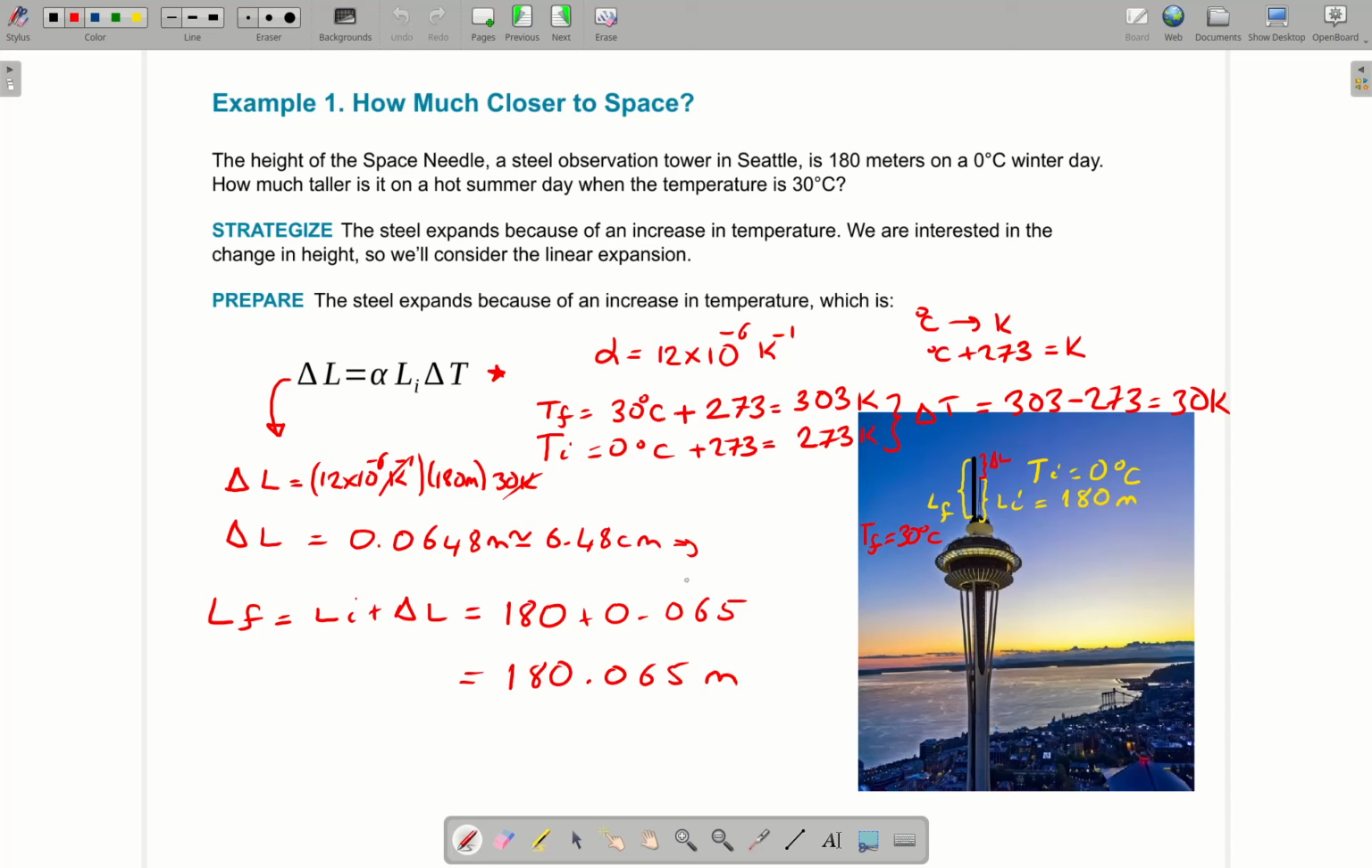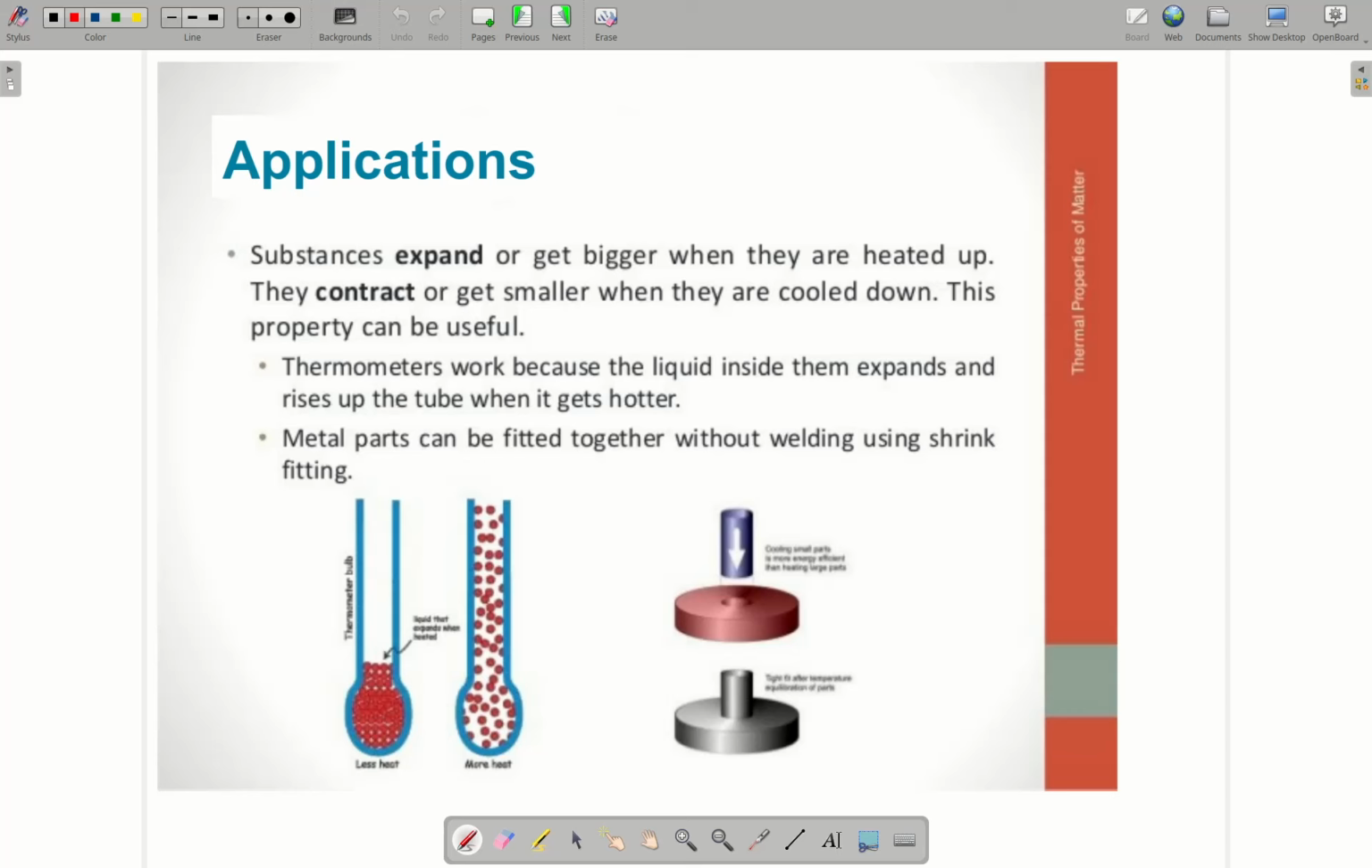So that's thermal expansion. There isn't too much to it. Simple idea. We calculate the expansion, we add it to the initial value and see what the final value is. Volume is similar, only we use a different expansion coefficient.